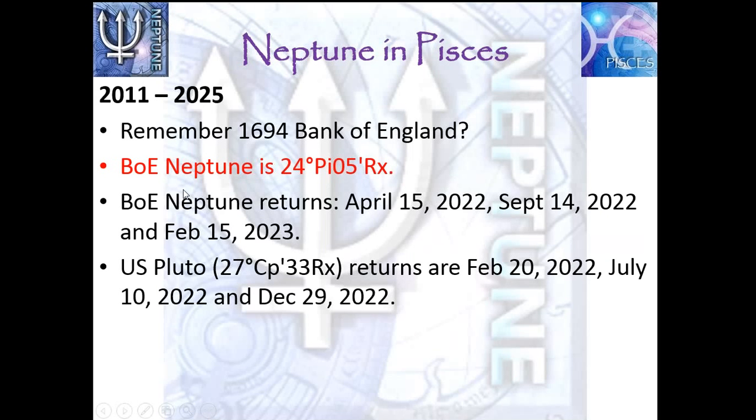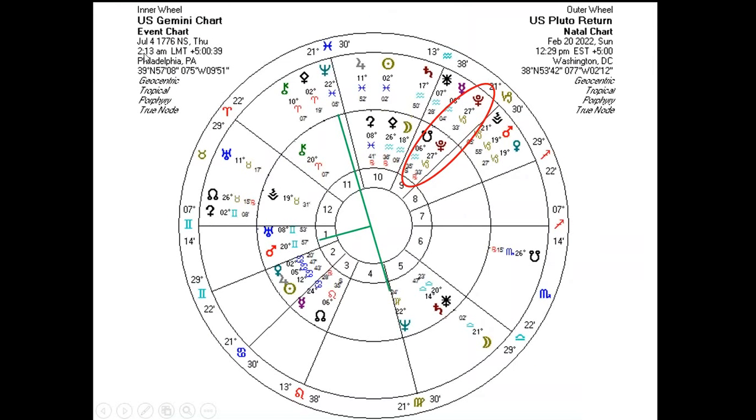remember again, the three Neptune terms with the BOE, Bank of England. Well, the U.S. Pluto has Capricorn 27.5 retrograde. We're going to have our Pluto returns in the U.S. in 2022. Here is the U.S. Gemini chart, July 4th, 1776, 2:13 a.m. You can use the Sibley chart with the Sag rising, 5:04 p.m. You're still going to have that first Pluto return coming along right here.